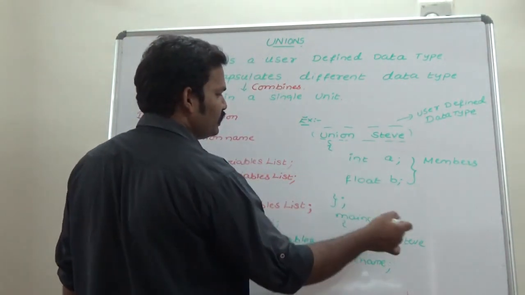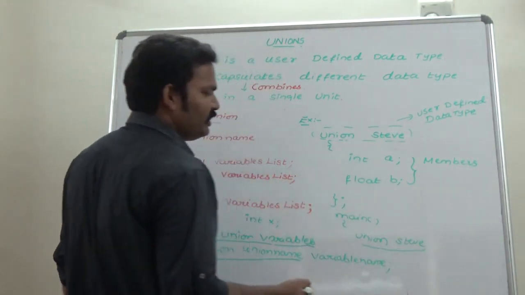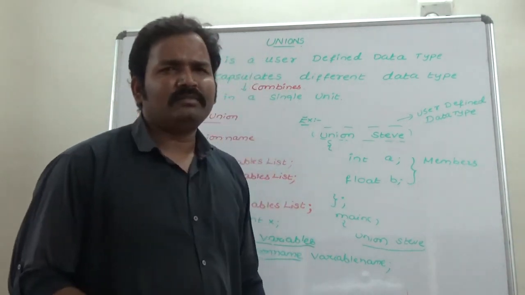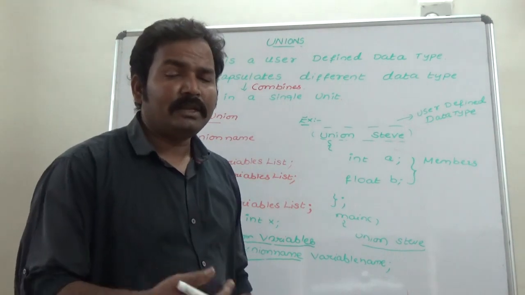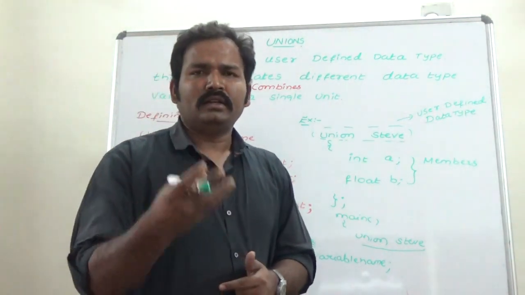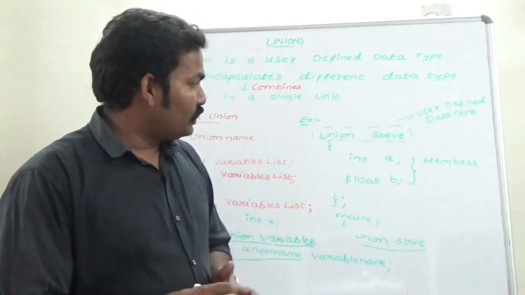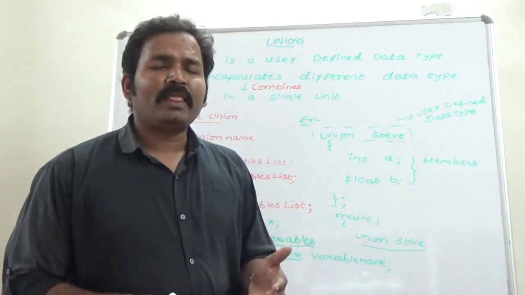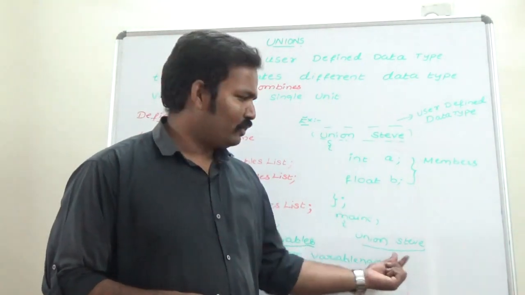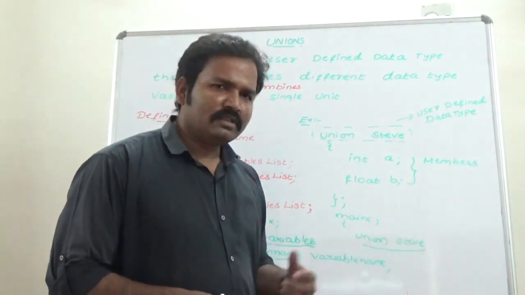Union steel. So this entire thing is called the data type. Primitive data types contain only a single word: int, float, char, double. But a user defined data type contains two words, union steel. Compulsorily we have to write two words, union steel.